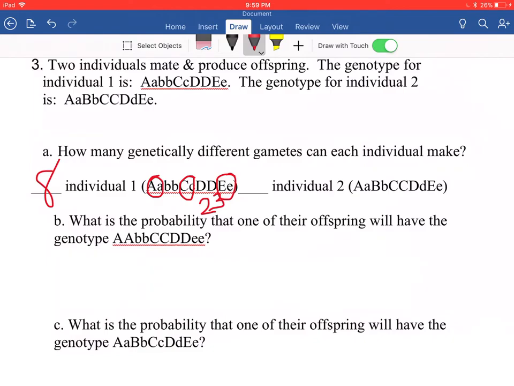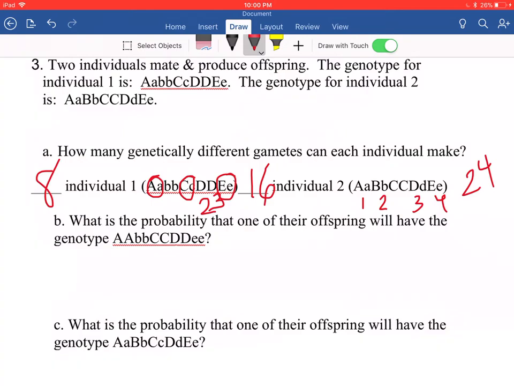Now for individual 2, if we do the same thing, we've got 1, 2, 3, 4. So we've got 2 to the 4, which is going to create 16 gametes. Now let's take a look at section B. What is the probability that one of their offspring will have the genotype specified here on the screen?